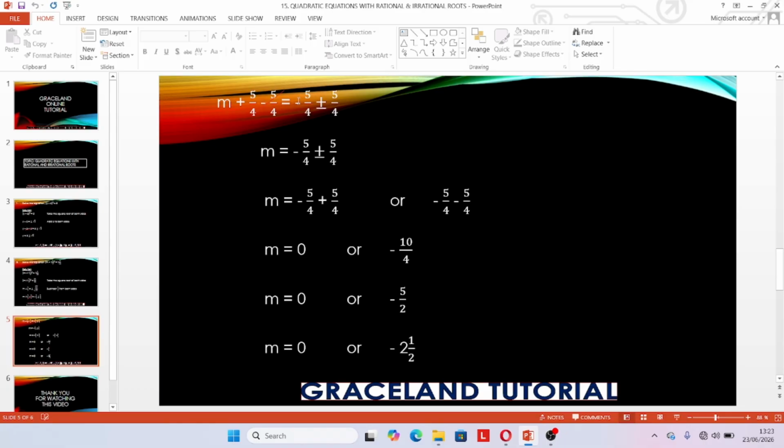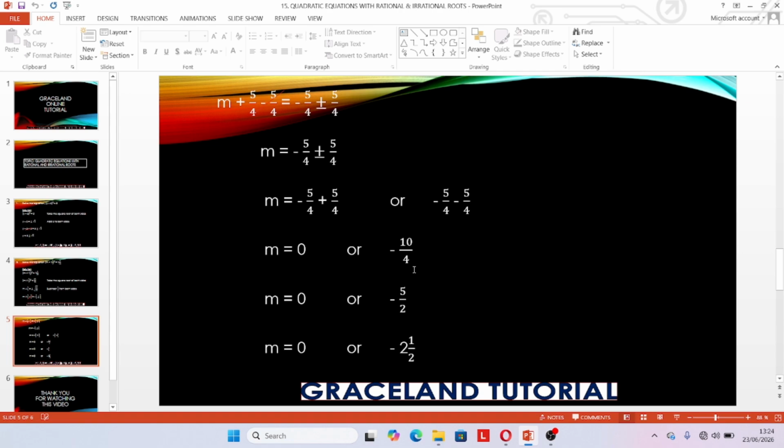Let me take that again. m is equal to 5/4 − 5/4, which is 0, so that gives −5/4 plus or minus 5/4. Now, let's take the plus first: −5/4 + 5/4, then followed by the minus: −5/4 − 5/4. So m will be equal to −5/4 + 5/4, which gives 0, or −5/4 − 5/4, which gives −10/4.